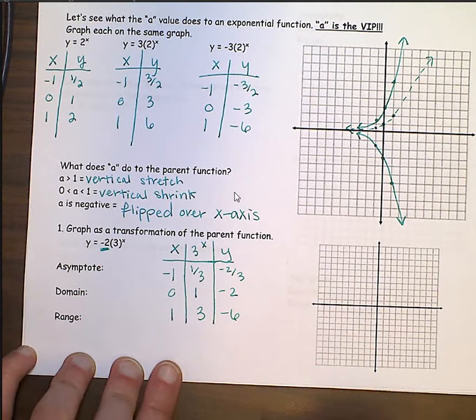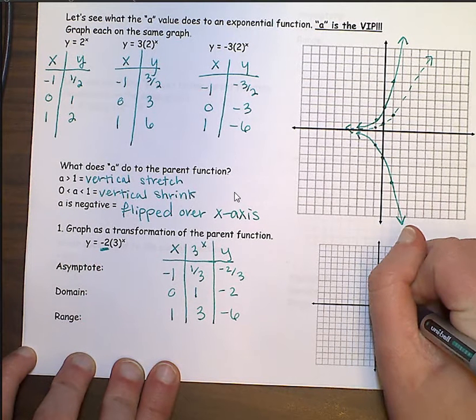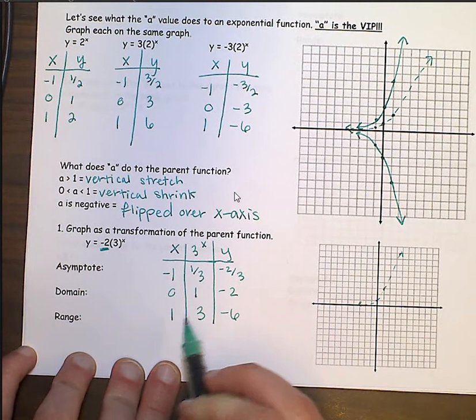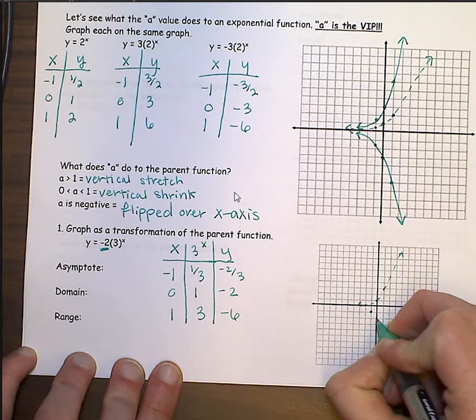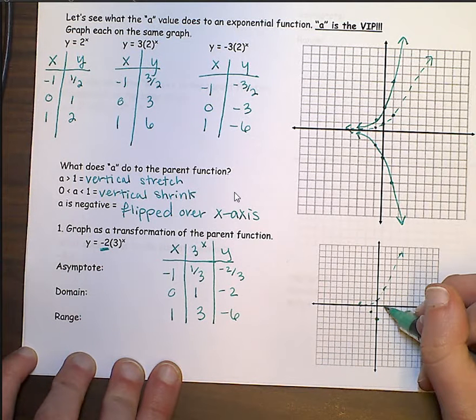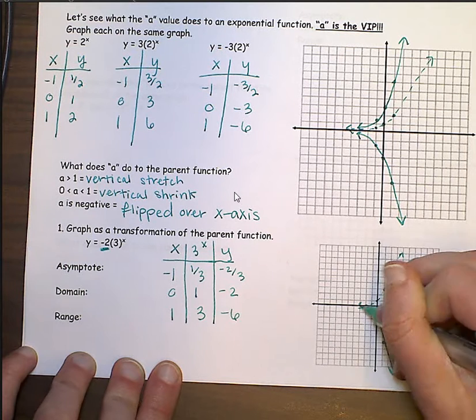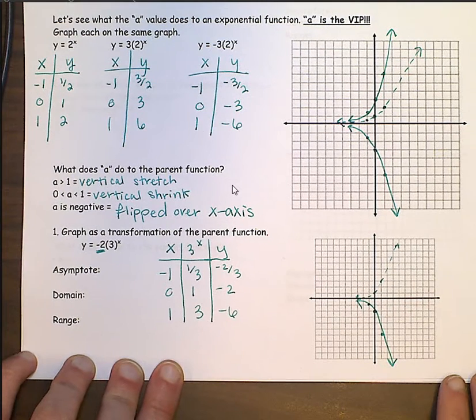So if I graph this guy, I can graph my parent function at 1/3, 1, and 3. So he looks something like this. My new function is going to be at -2/3, -2, and -6. So he's down here. So you should notice two things: this graph is flipped over the x-axis, but it's also been stretched. It's made longer in the vertical or y direction.